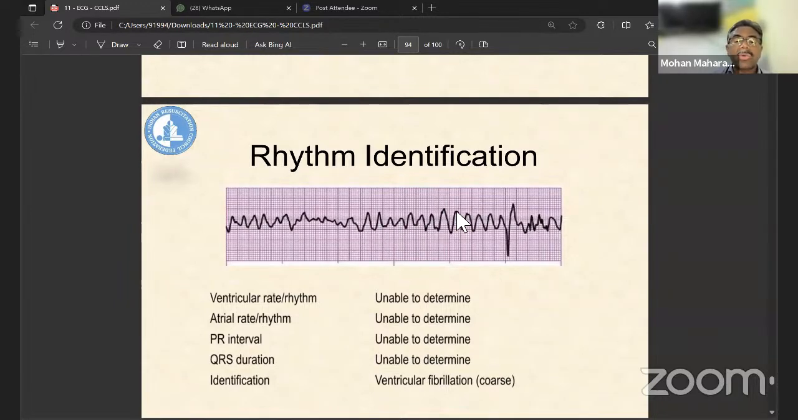This is ventricular fibrillation, coarse ventricular fibrillation, because the QRS is bigger and wider, and we can say tachycardia. And look at the site, it's not regular. And again, it's a fibrillation. It's more than 350 to 400 per minute.